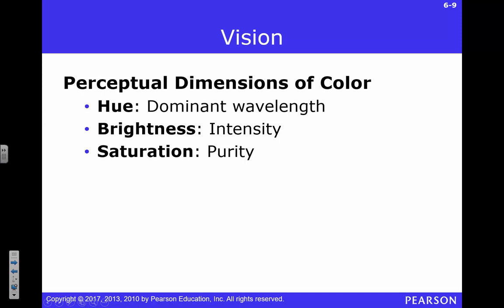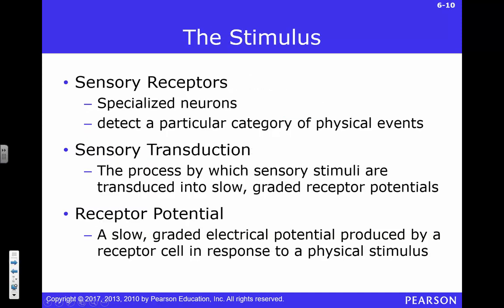All right, if we're talking about vision, we're going to use words like hue sometimes. That's the dominant wavelength of the light. We might talk about brightness or intensity, and then saturation, which is going to be the purity. Anytime we're talking about a sensory system, we'll talk about sensory receptors. These are going to be specialized neurons that are only going to be tuned to detect a very slim category of physical events, right? So when we're talking about photoreceptors, we're thinking about things that are only sensitive to light. It actually goes a step beyond this, right? So there are photoreceptors only sensitive to certain wavelengths of light. We'll talk about what that means in a few moments.